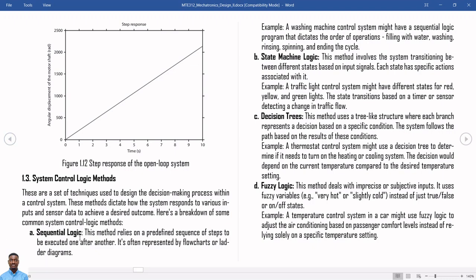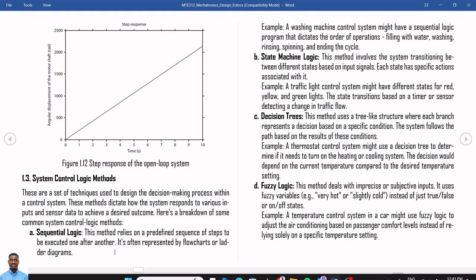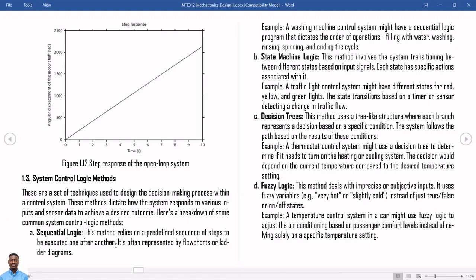So the first is your sequential logic, which is the method that relies on a predefined sequence of steps to be executed one after the other. In this sequential logic, you have several steps that a control system must go through to get to the final decision, just like you have in a flowchart.